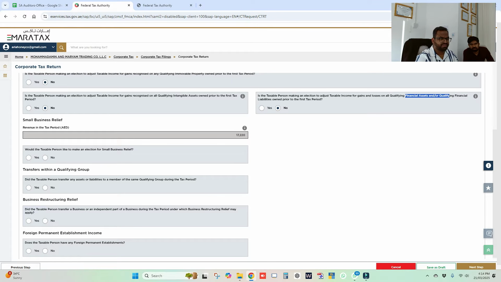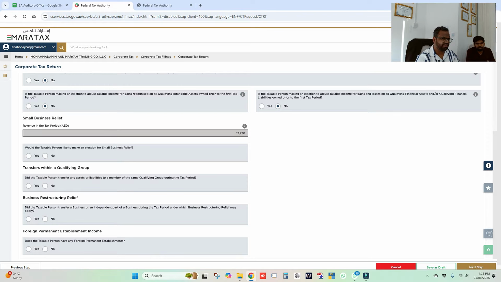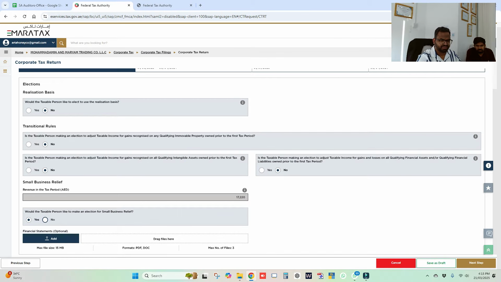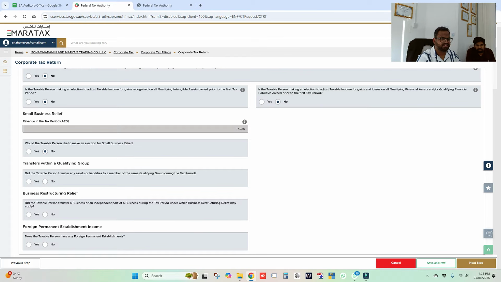Okay. Small business relief. This is a very small business relief. The limit is 3 million up to the 2026 financial year. This is a very small entity, so it will get small business relief. Would the taxable person like to make an election for small business relief? Yes. Okay, no problem. It does not matter whether they are taking it or not. If no, then they will ask about transfer within a qualifying group. If it is a big company, with more than 3 million turnover, then we will select no. Then all these options will come.